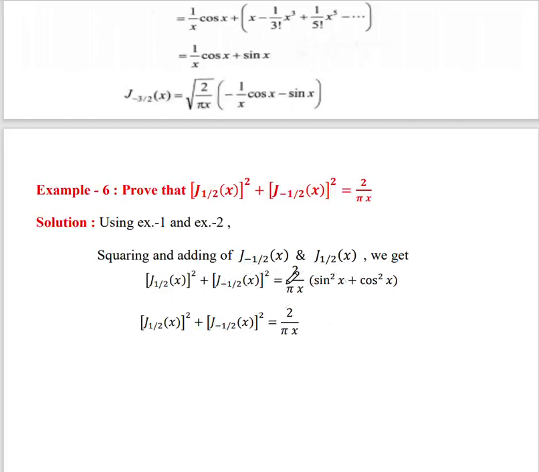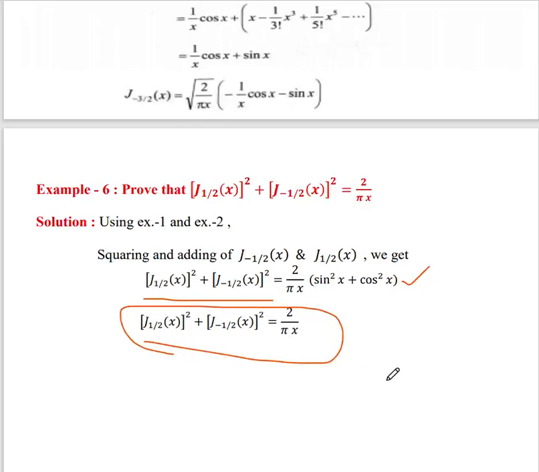After squaring, then we will add both examples. So adding the squares of both examples, we will get 2 upon pi x into sin square x plus cos square x, and this is nothing but 1. So therefore this is the required result of problem number 6. Okay, so in this way we can solve the problems of the general formula J p of x and J minus p of x. Okay, so in the next lecture we will see another point of this unit.